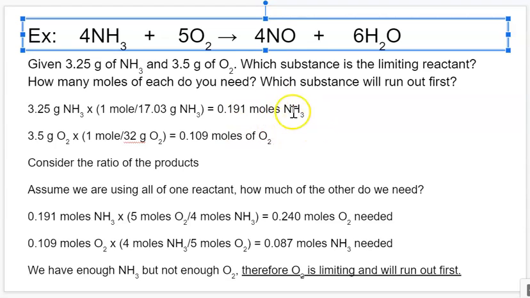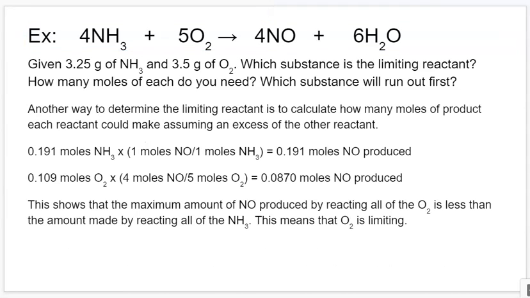So I have an excess of ammonia, and oxygen is going to be our limiting reactant, which means that if I want to calculate anything about the products, I'm going to either have to use the given amount of oxygen or the calculated amount of ammonia that is actually needed. Because even though we have 0.191 moles of ammonia, only 0.087 of it are going to react. And once the oxygen is used up, the reaction is going to stop. So let's look at how to do something with this. This is just me summarizing the same thing that I just did.